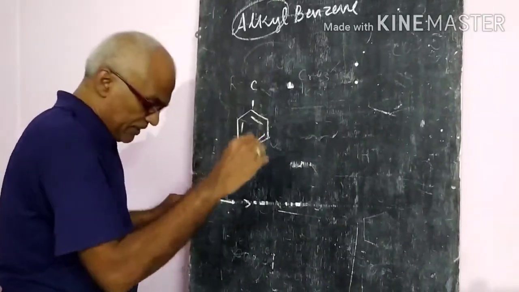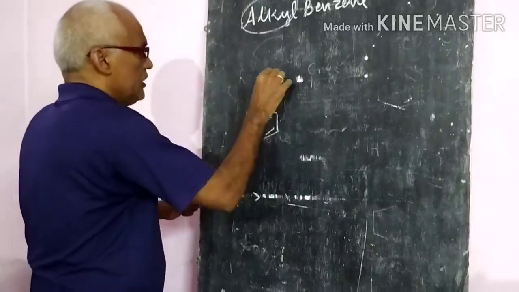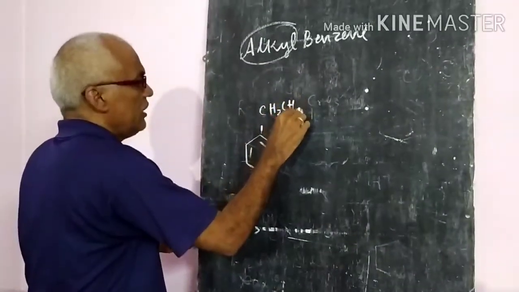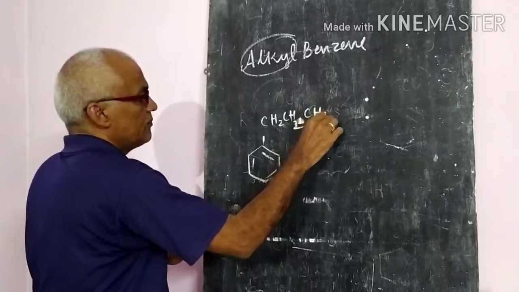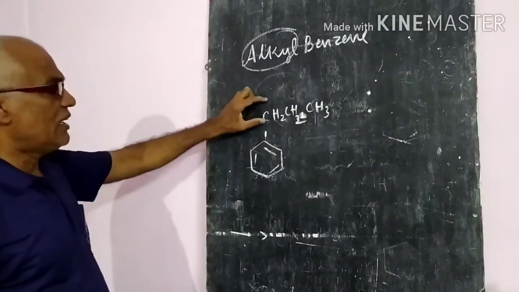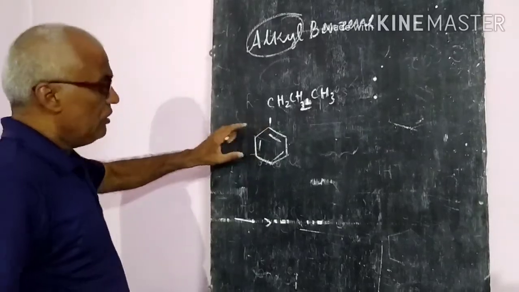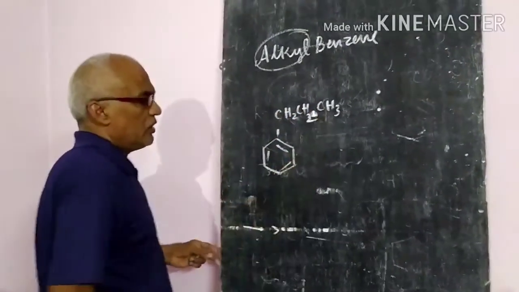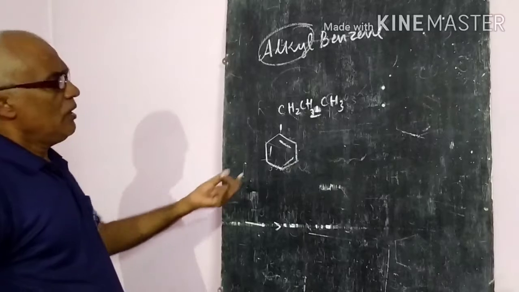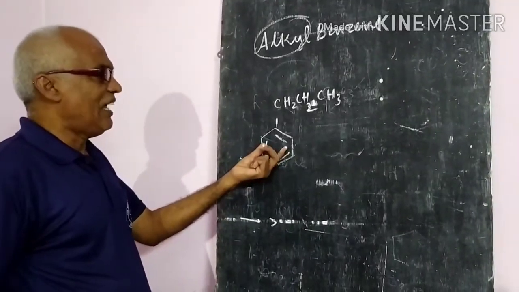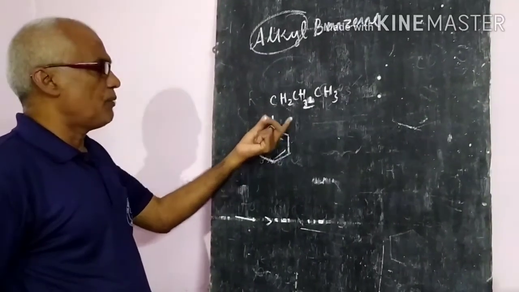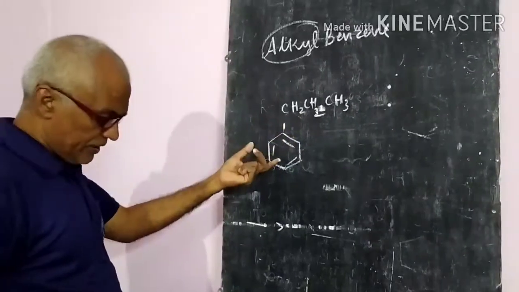What name is given? First of all, you should know it. CH2CH2CH3, this is also an alkyl group in the benzene. So what is the name to be given? Three carbon atoms are there, propane, so benzene or phenyl is there. Phenylpropane, or whatever it may be, you can give the name.